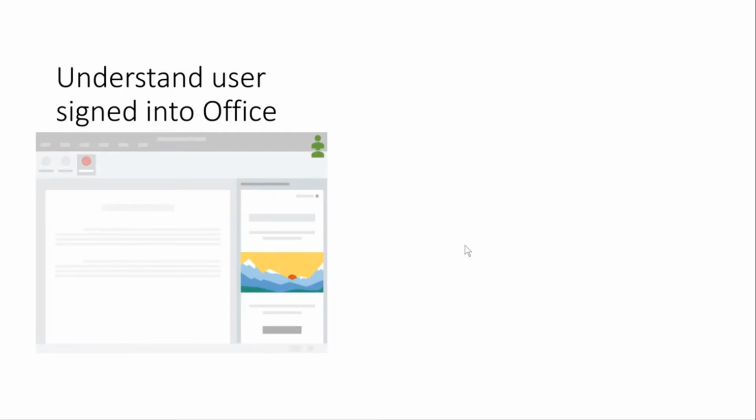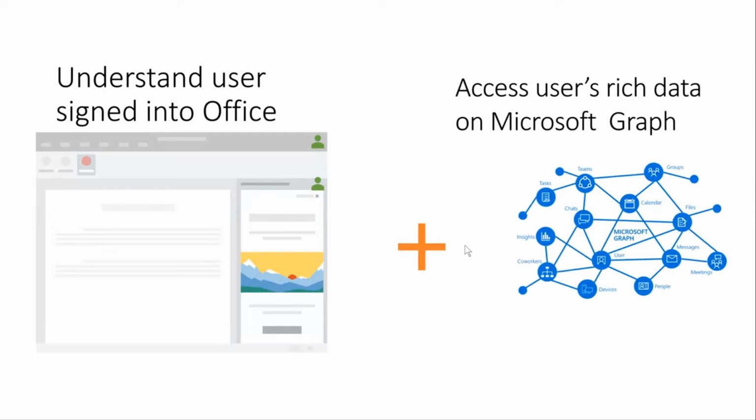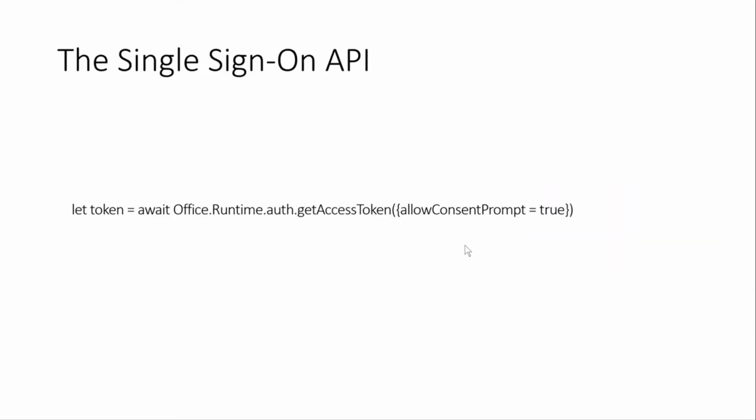Let me quickly give you a brief overview of the SSO API. Let's consider a PowerPoint application with an add-in running inside of it. The SSO API allows this add-in to sign in the user using the Microsoft identity and authenticate the user to our add-in. Point number one. Point number two, it also allows the add-in to access users' rich data on Microsoft Graph. Now you combine these two and what you get is a very powerful and useful API that allows you to create extremely user-centric experiences.